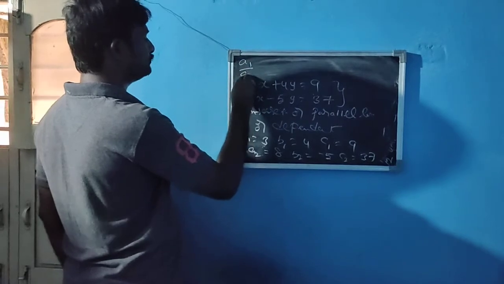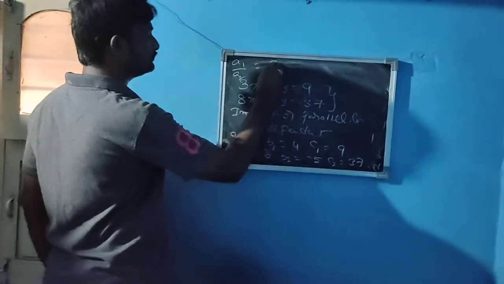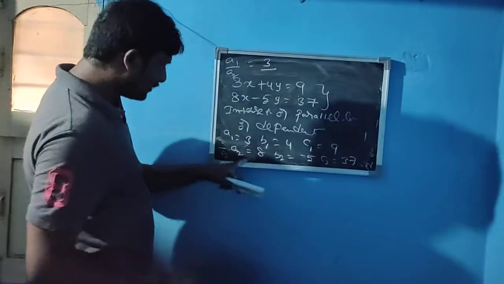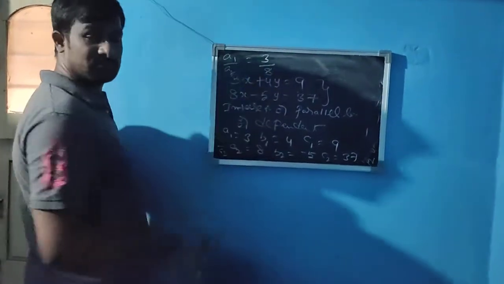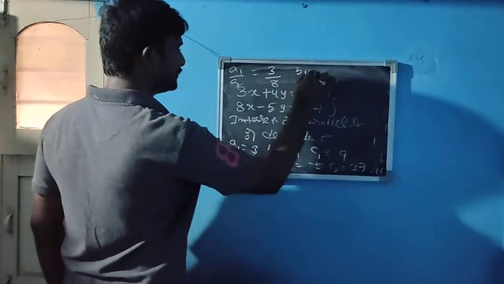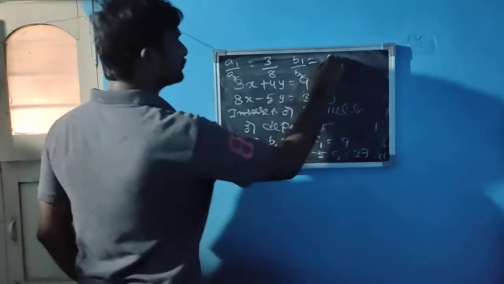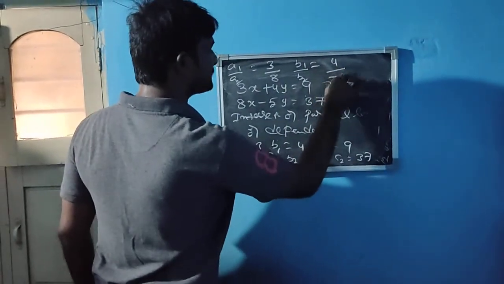a1 by a2. Students, a1 value how much here? 3. a2 value how much? 8. So 3 by 8. Next, b1 by b2. b1 value how much? 4. b2 value minus 5.